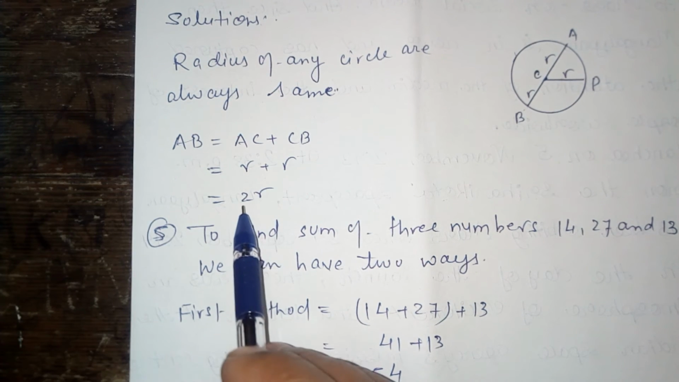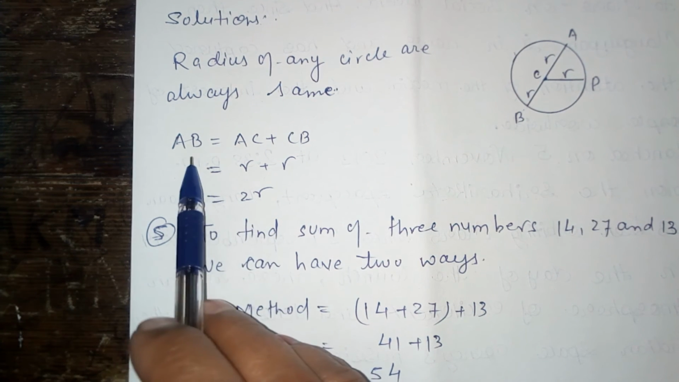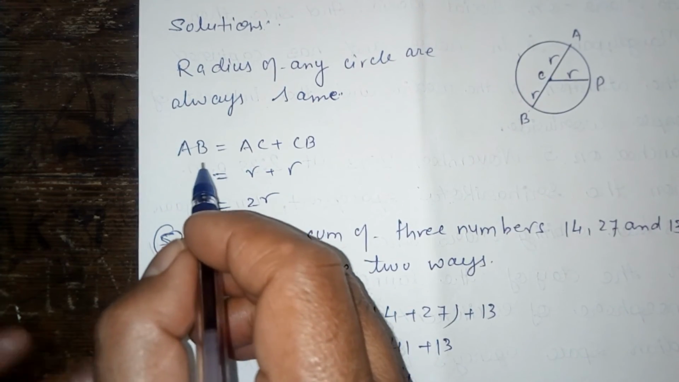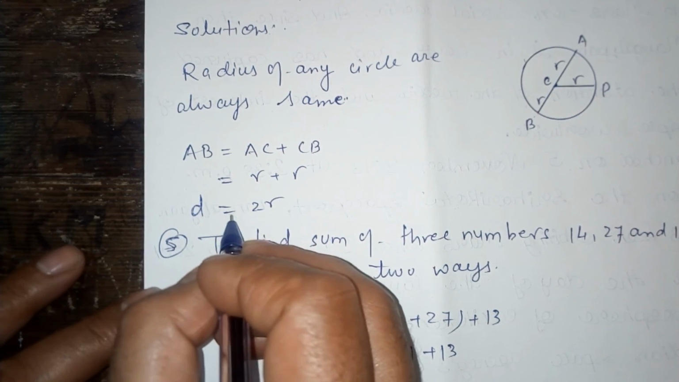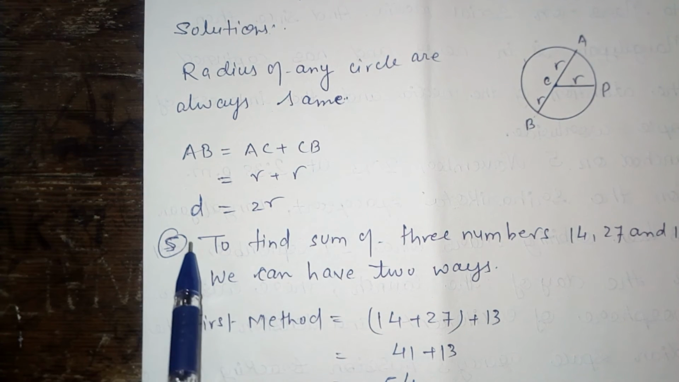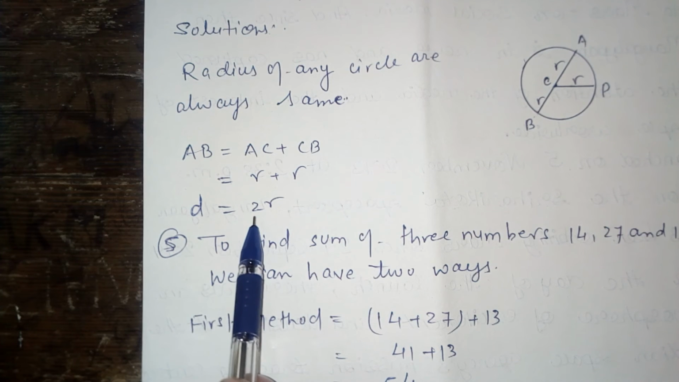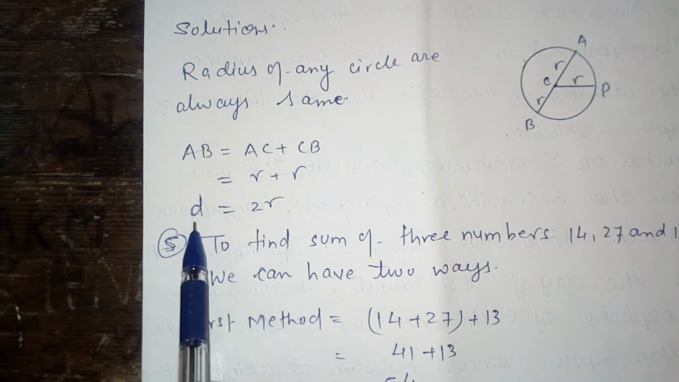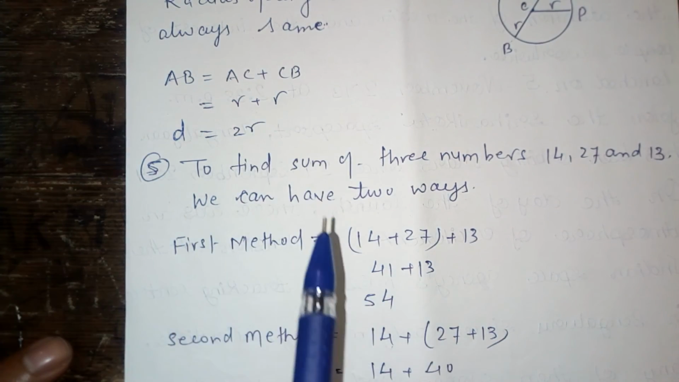The meaning is the diameter of the circle in terms of radius. AB is the diameter, and diameter is denoted by D. So diameter is equal to 2 into radius. The meaning is twice the radius is called the diameter. Okay. So this is your required answer for the given question.